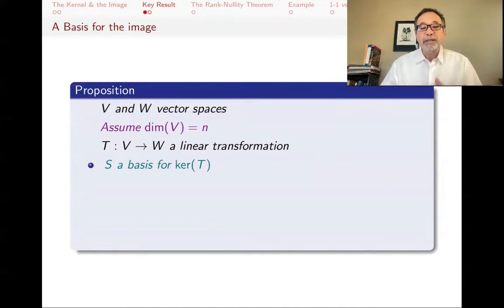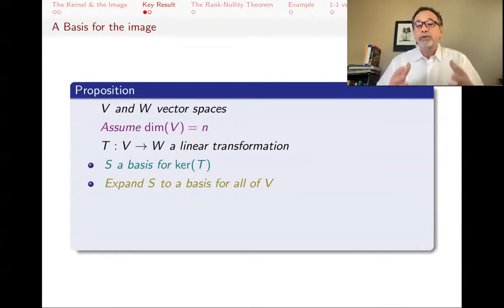So you let S be a basis for the kernel, and then you expand that to a basis for all of V. Because that basis for the kernel is linearly independent, whenever you have a set of linearly independent vectors in a vector space, you can expand it to a basis for all of V. That's called the expansion theorem, the subject of a previous video. So you can expand S to a basis for all of V.